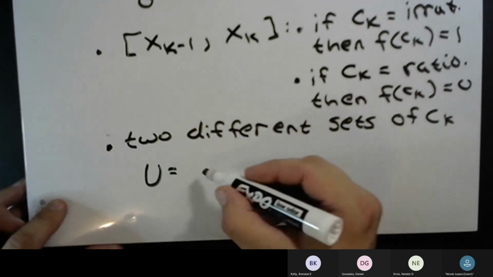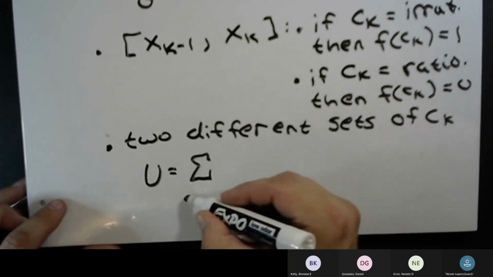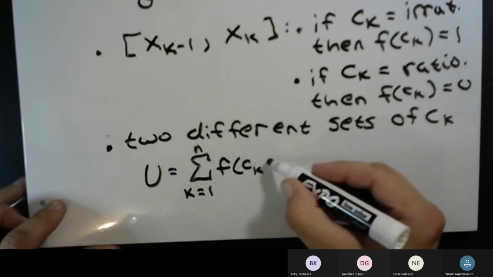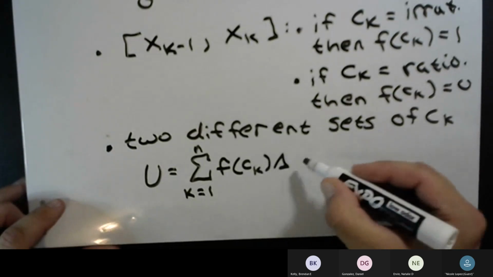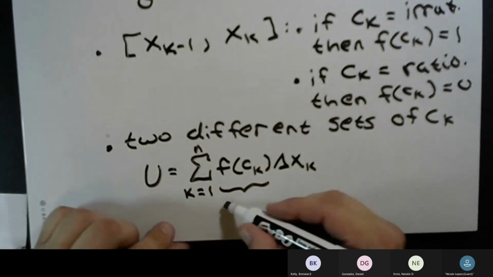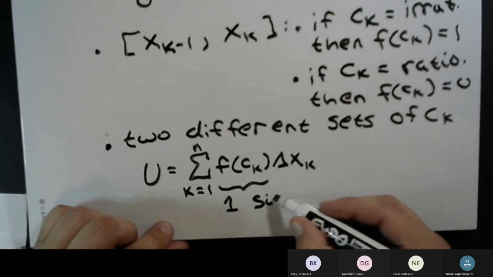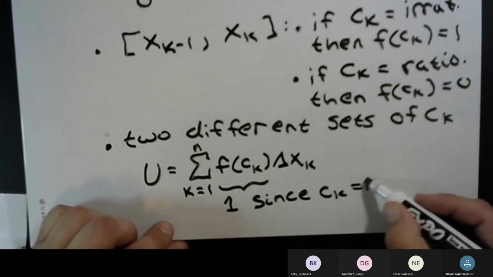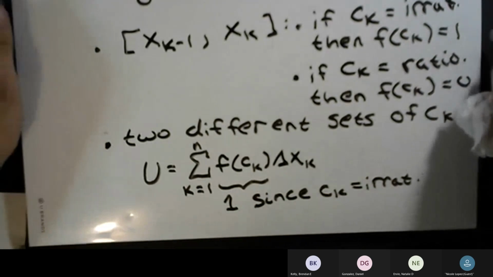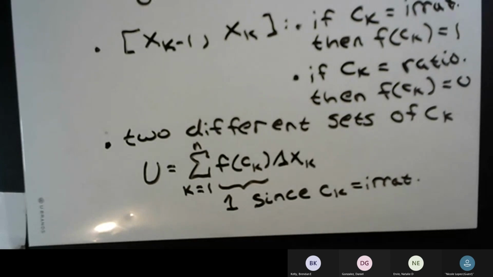The upper sum, we're going to get f of ck times delta xk, where this is always going to be equal to 1, because we're going to choose ck to be irrational. So any questions about that before I go forward?